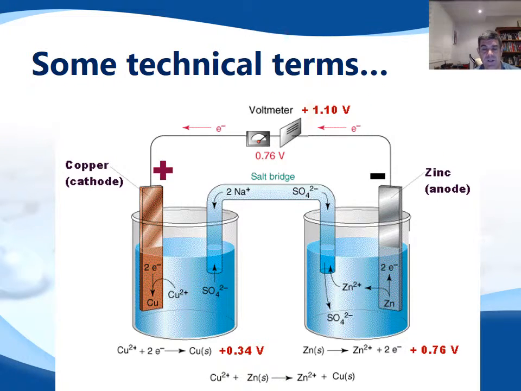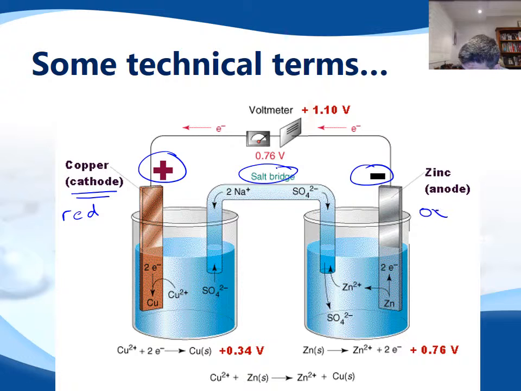So just to finish off, and I won't give you a question on this video because it's a big one, there's a couple of things that are probably worth going over finally. Some technical terms that we need to be aware of. We've talked about the salt bridge. The cathode is the positive electrode. It is where reduction occurs. The anode is the negative, and it's where oxidation occurs.